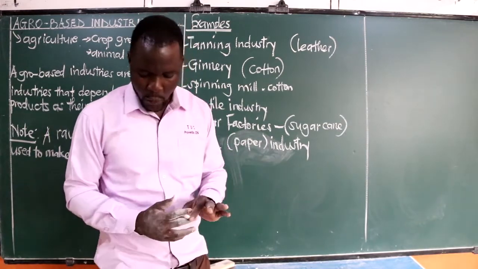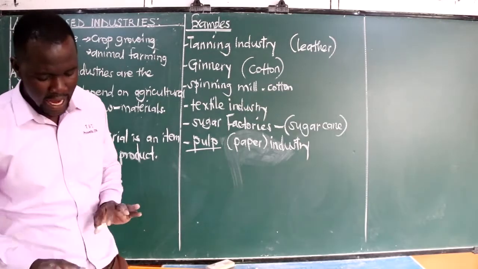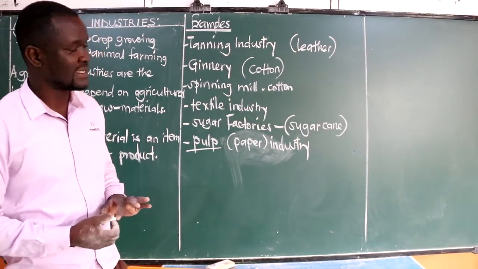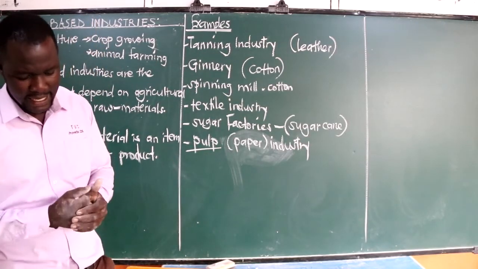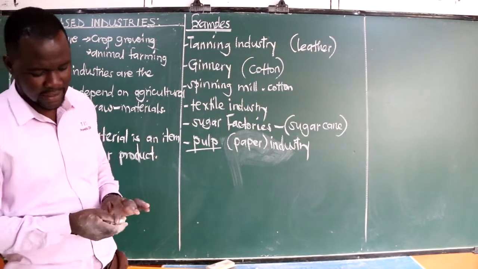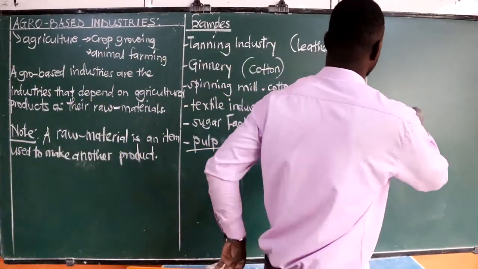materials. We need to go and look at what we call agricultural mechanization. That is under the modern methods of farming, agricultural or agriculture mechanization.